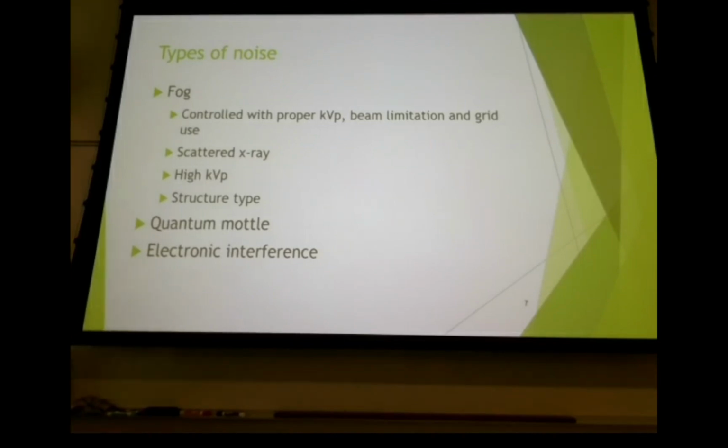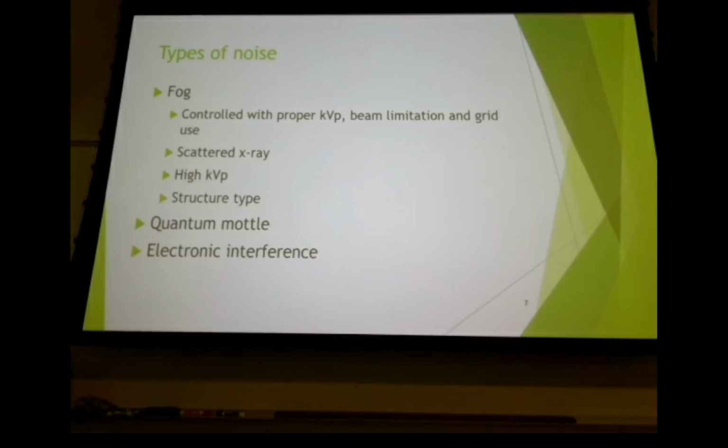How we control fog, especially in the DR world, is to use proper kVp. We use beam limitation, collimation, something we're unfortunately moving away from, I think, and then grid use. We're going to talk about each one of those in detail, not necessarily in this chapter, but in the next section on scatter control. Scattered X-rays are primarily contributed to by high kVp, and then the structure type. Are you shooting through bone? Are you shooting through soft tissue? What is most likely to transmit that scatter radiation to hit the image receptor?